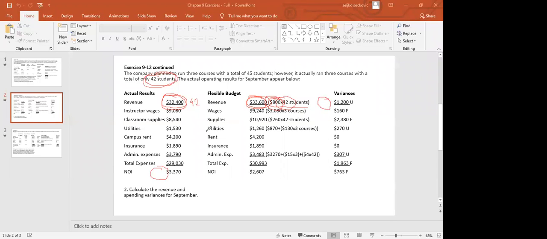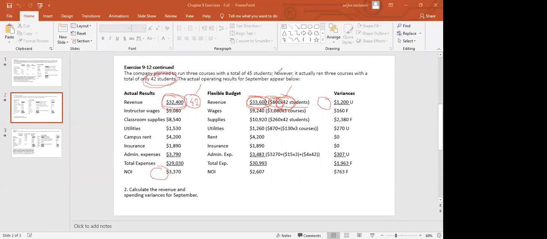How is this possible? What happened? Decrease in students. It's not decrease in students. We just said that both here and here are 42 students. Maybe you didn't charge them 800. We did not charge 800. Very good, excellent. So you see how flexible budget tells you.